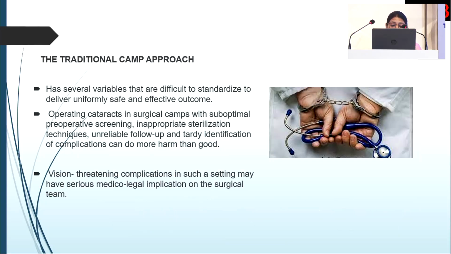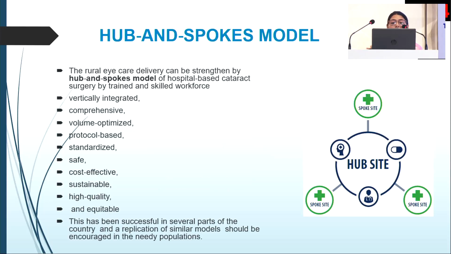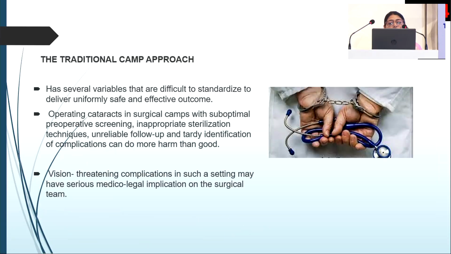So another method is to replace the traditional camp approach by this hub and spoke model. So the traditional approach, we know it was very tricky. It has variables that are not justifiable, you can say, that are not standardized. So if anything happens, some vision threatening complication happens in camps, that may lead to a very serious medico legal implication to the surgical team.